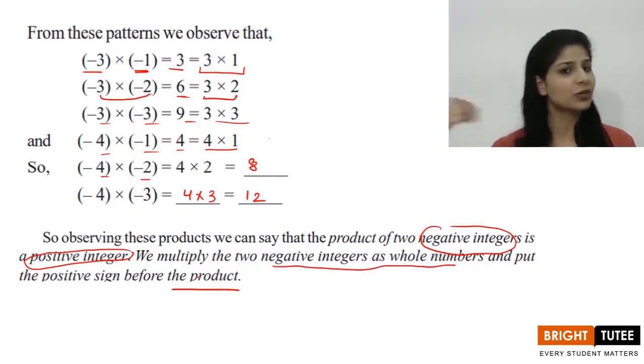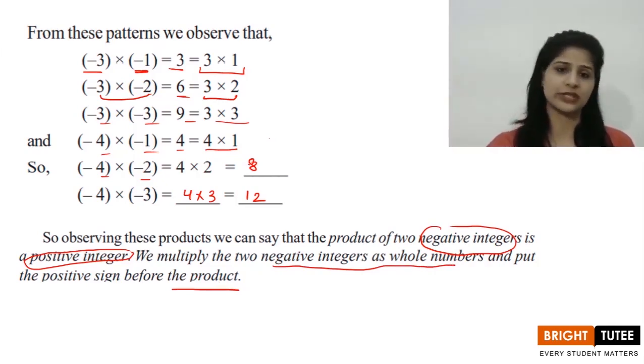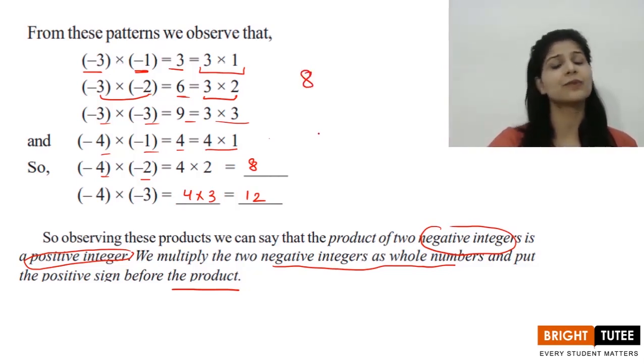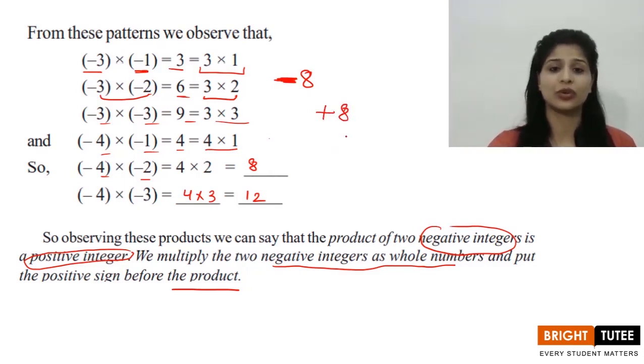Also, if we are not putting any sign, then we by default take it as positive. Suppose I write 8, it is considered as a positive integer. To show the negative, we have to mention negative. But to show it as a positive integer, it is not required to mention this plus 8. If you don't write it or you write it, it is considered as a positive integer.